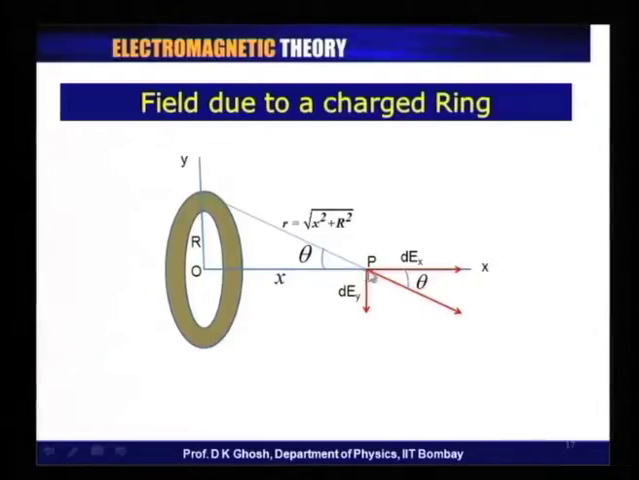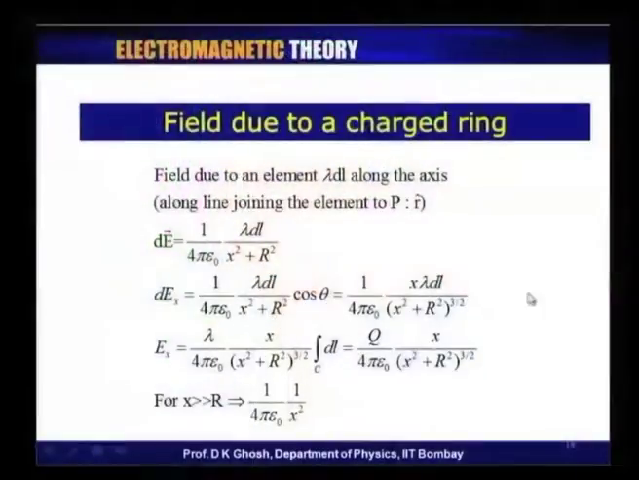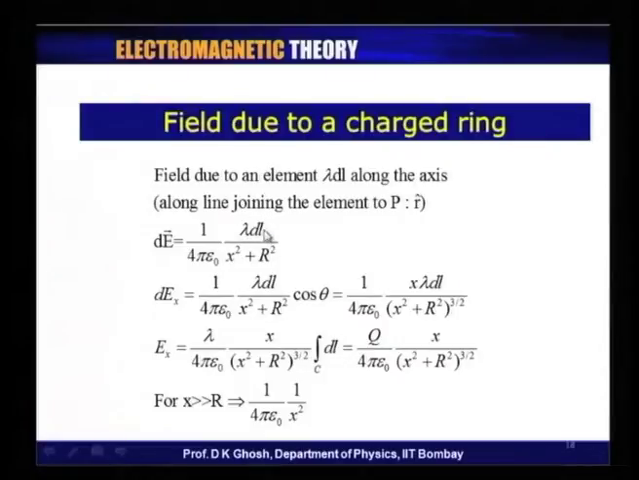Now, this is the direction of the electric field due to this charge element, and I can resolve it into an x component and a y component. Notice the direction of the field dE is along the line joining the element to the point P, and the magnitude is 1 over 4 pi epsilon 0 times lambda dl, which is the charge, over x square plus r square.